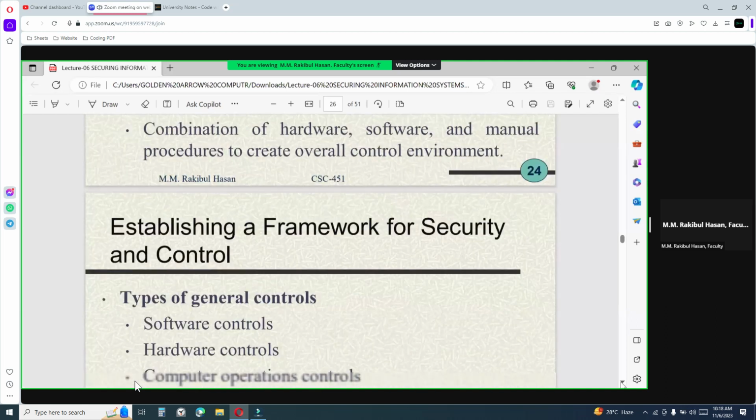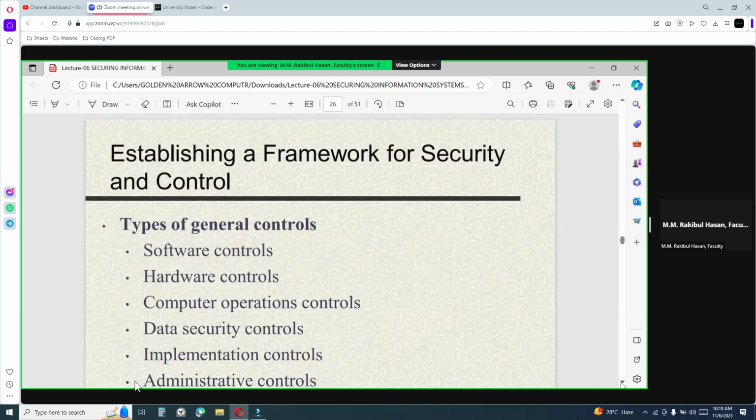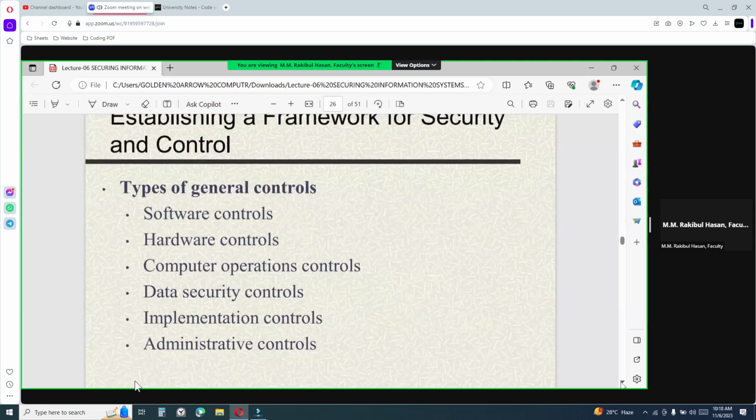Under this general control, we have different parts actually. Six parts you can see: software control, hardware control, computer operation control, data security control, implementation control, and administrative control. These are the controls you basically have to maintain under general control. Now we will discuss these controls one by one.